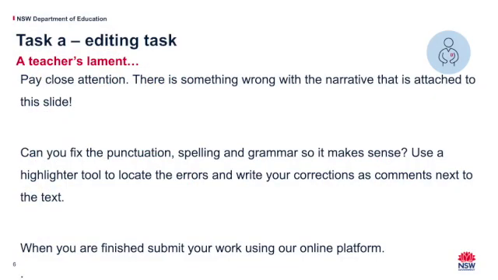Okay, Activity 6, Task A is an editing task. You need to pay close attention. There's something wrong with the narrative that is attached to the slide on the next page. You need to fix the punctuation, spelling, and grammar so it makes sense. Use a highlighter tool if you can when you're online. Otherwise, it's probably easier for you to use a real highlighter if you have it printed out. Then you can write your corrections as comments next to the text.